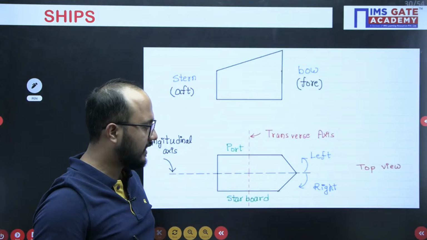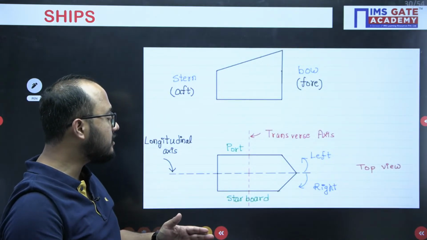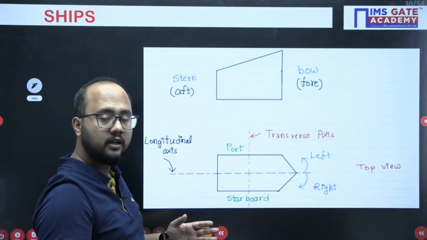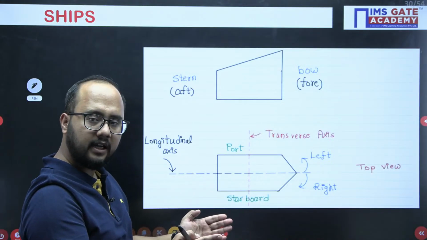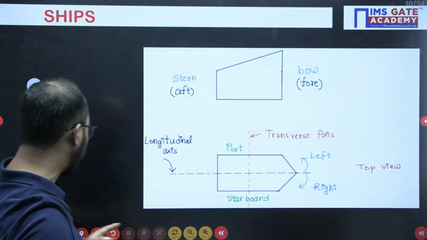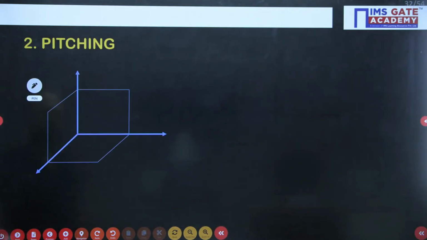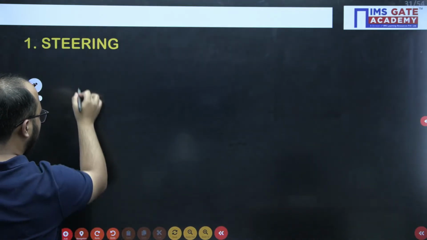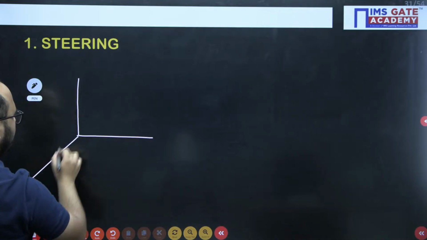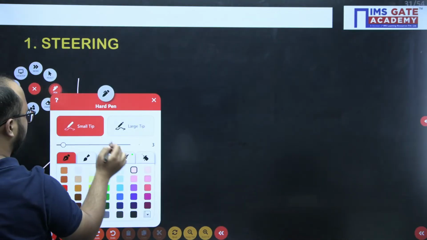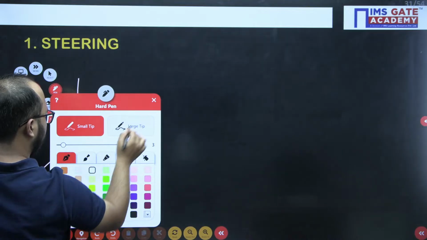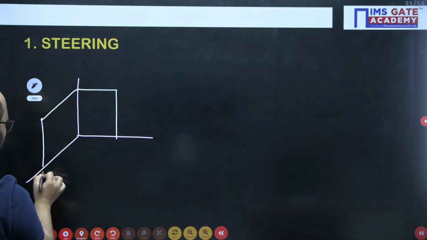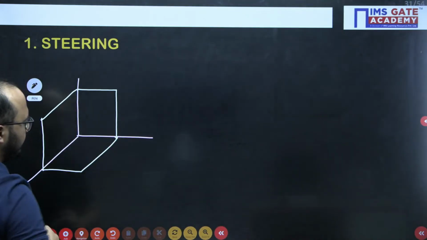So let's suppose the first case we will be taking is steering. The ship steers towards left, let's suppose. What will happen if the ship steers towards left? So steering towards left, this motion is happening in the horizontal plane. First of all, understand the plane of rotation. So if I talk about the steering, this is happening in a horizontal plane. Right, like this.